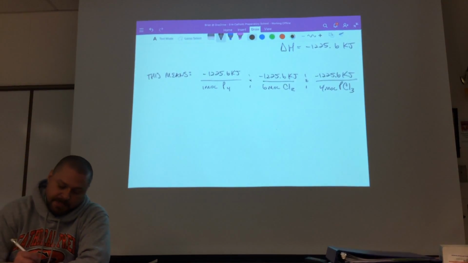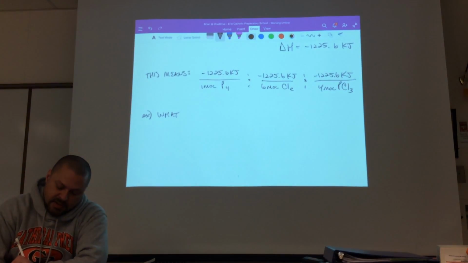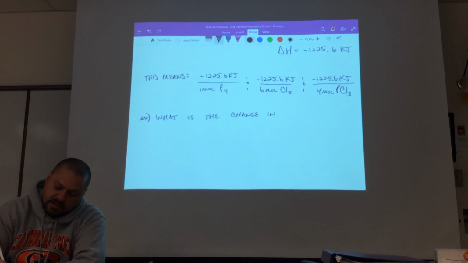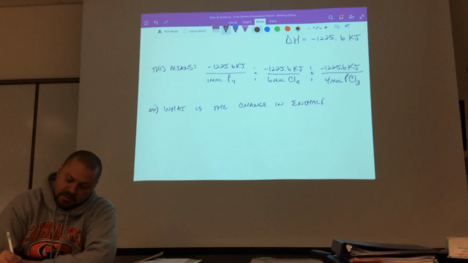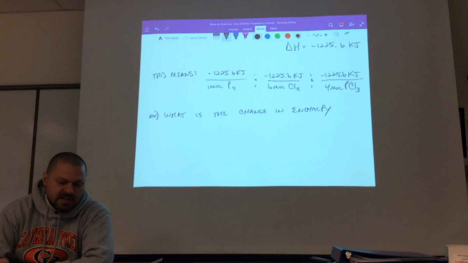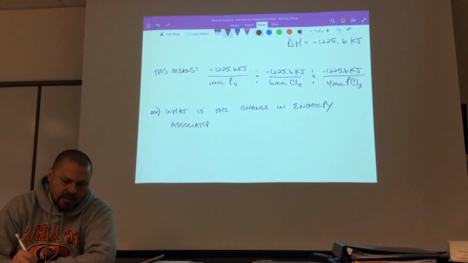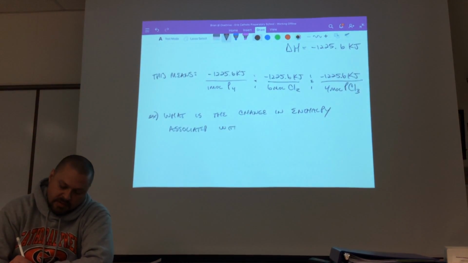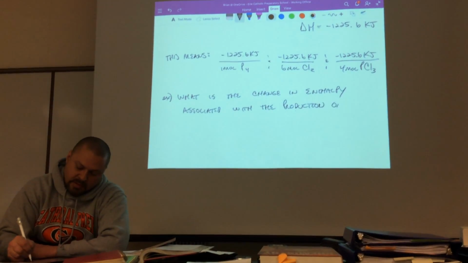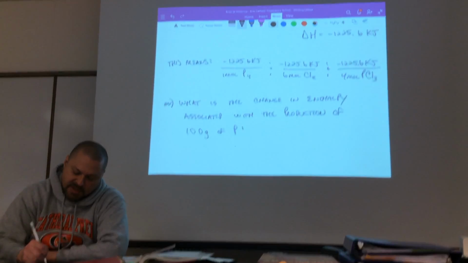So let's do an example. What is the change in enthalpy? So when I say enthalpy, what do you think? Flow of heat. What is the change in enthalpy associated with the production of 100 grams, let's see, of PCl3?